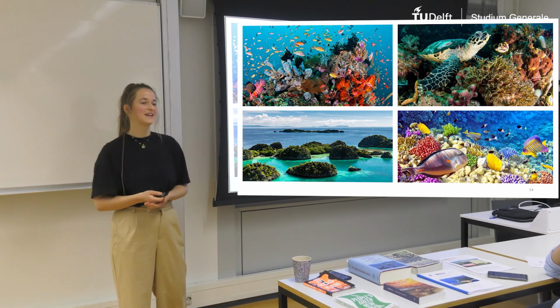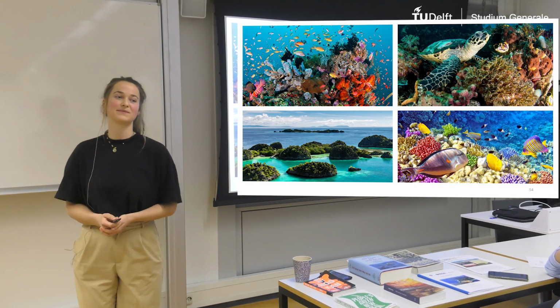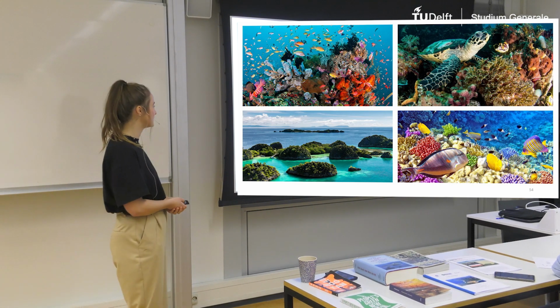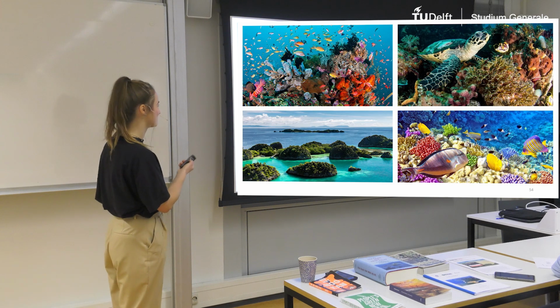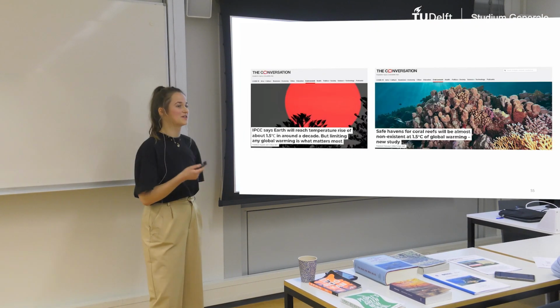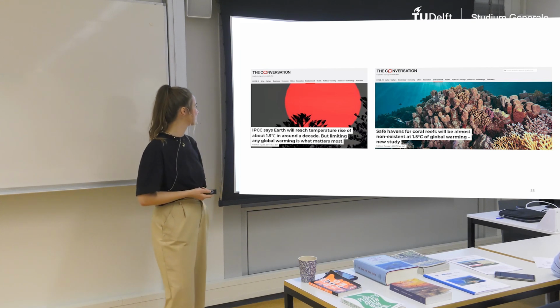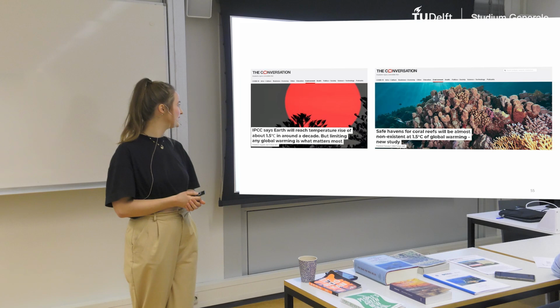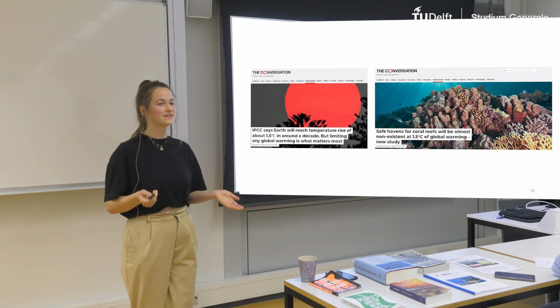for my case study, I focused on the Raja Ampat region in West Papua, which is the most biodiverse coral reef region in the world. And as you can see, it's beautiful over there, but coral reefs are highly threatened by climate change. In around a decade, at 1.5 degrees, coral reefs will be almost non-existent.